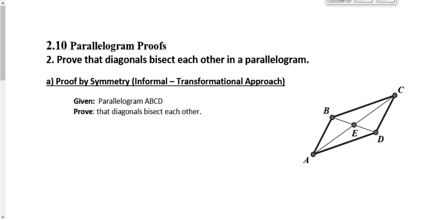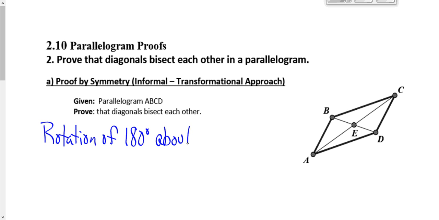Okay, so on the next page, you got a parallelogram ABCD, and they want us to prove that the diagonals bisect each other. So I want everyone to take a minute and think about how we did the last one like this. Everyone think it over and think about a way to explain this by using a rigid transformation, okay? Rotation, what? 180 degrees. Give me more. Around E. 180 degrees about E.